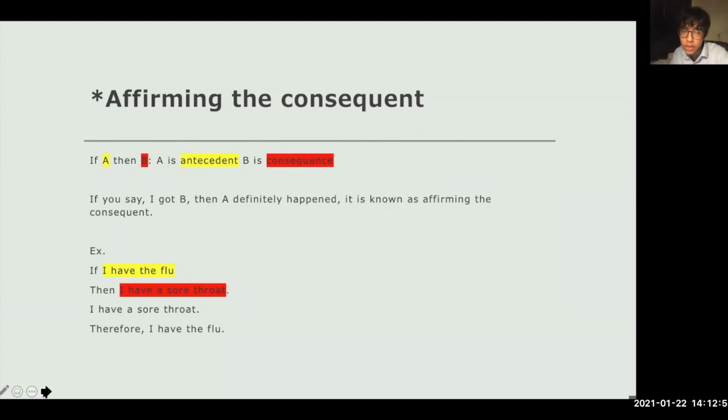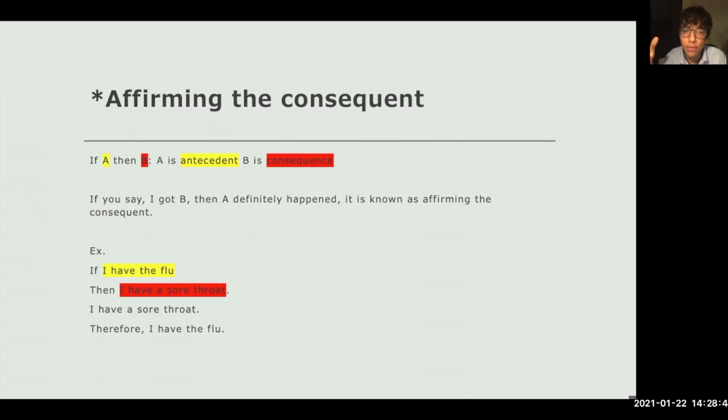Okay, so next one, similar to that, is affirming the consequent. It's also the same format. It's also of the same form as denying the antecedent. So if A, then B, A is the antecedent, B is the consequent, right? In denying the antecedent that we did before, we're denying the antecedent happening. Here we do the opposite. So we say I got B, then A definitely happened, right? Which is, again, not a very good reasoning, because B can happen without A having happened.